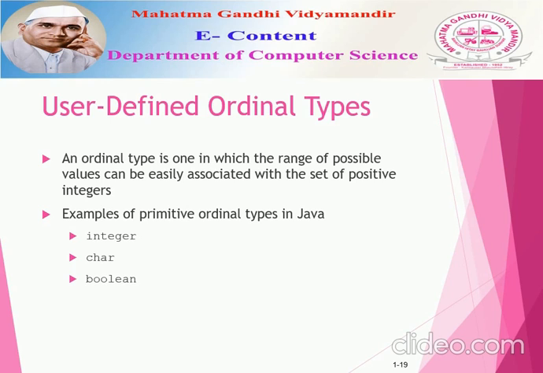User-defined ordinal types. An ordinal type is one in which the range of possible values can be easily associated with the set of positive integers. For example, in Pascal and Ada, integer, character and boolean are primitive ordinal types. So in many languages, the user can have kinds of ordinal types, that is enumeration and subrange. Examples of primitive ordinal types in Java are integer, character and boolean.